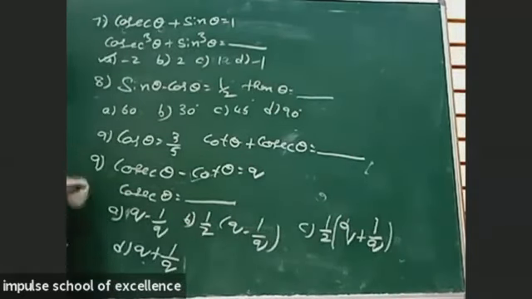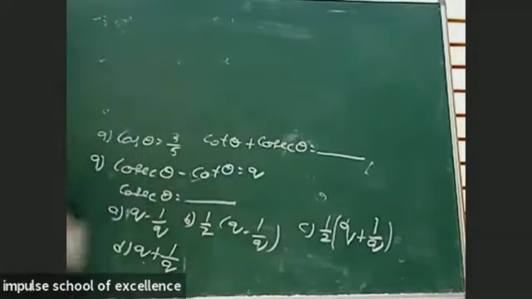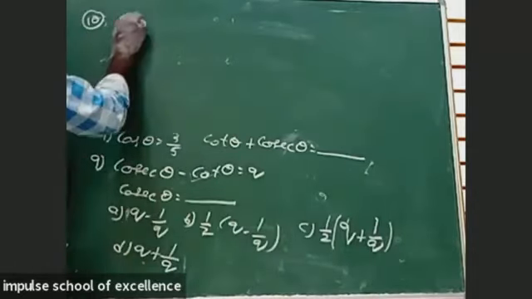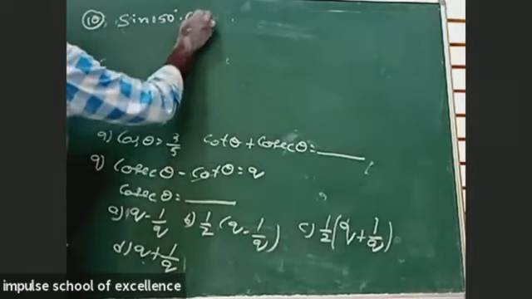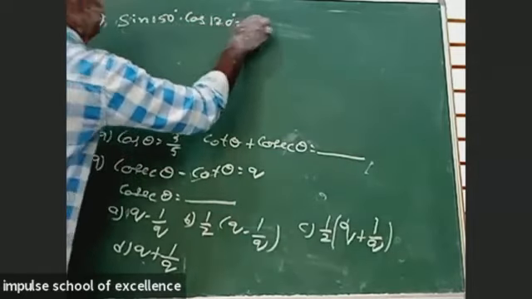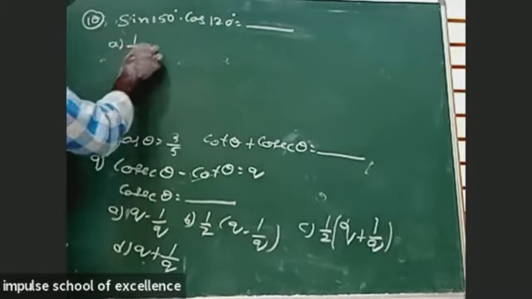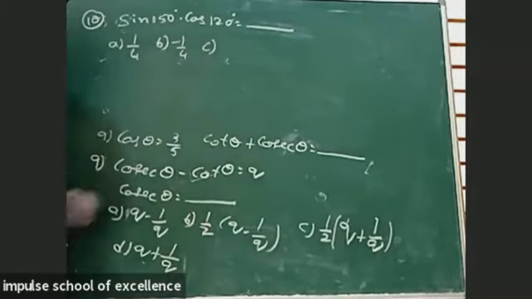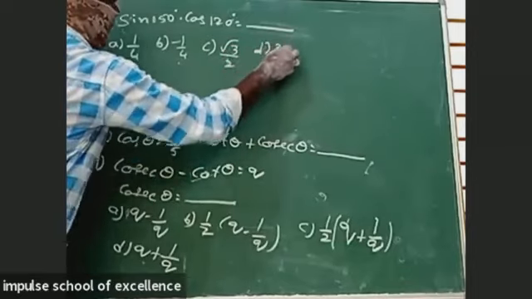Next, sin 150 degrees into cos 120 degrees is equal to dash. Option A, 1 by 4. Option B, minus 1 by 4. Option C, root 3 by 2. Option D, 3 by 2.